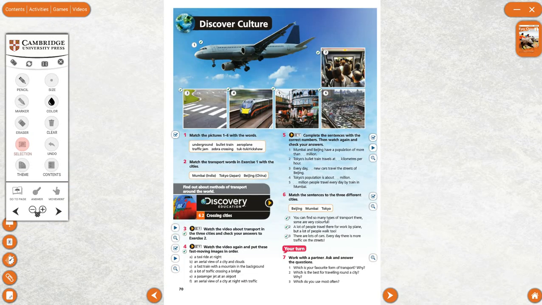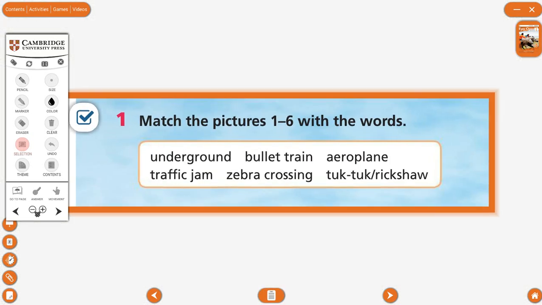Now, look at exercise 1, please. Match the pictures 1 to 6 with the words. Firstly, you will look at the pictures and match these words with the pictures. But you should know the meaning of these words. For example, what does it mean? Underground. Do you know the meaning of underground? Underground means, in Turkish, metro. Please write metro. Okay.